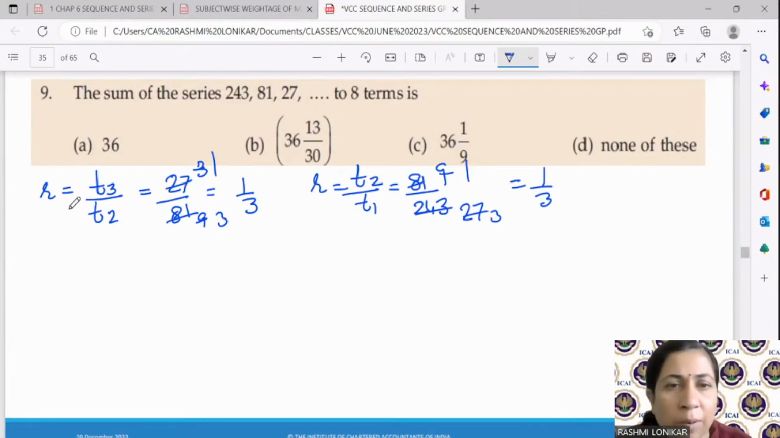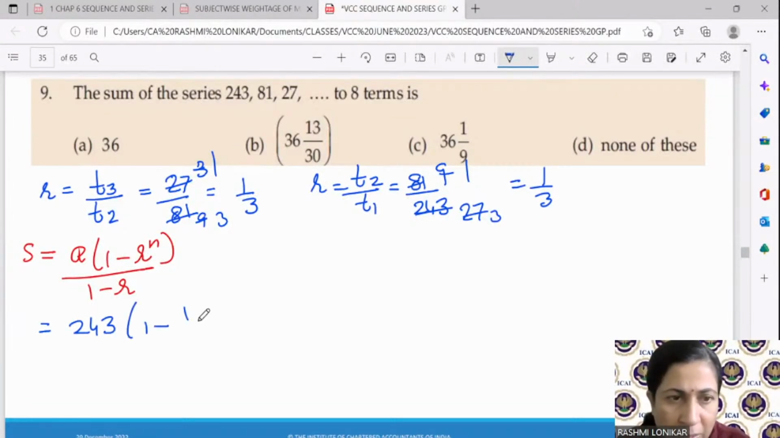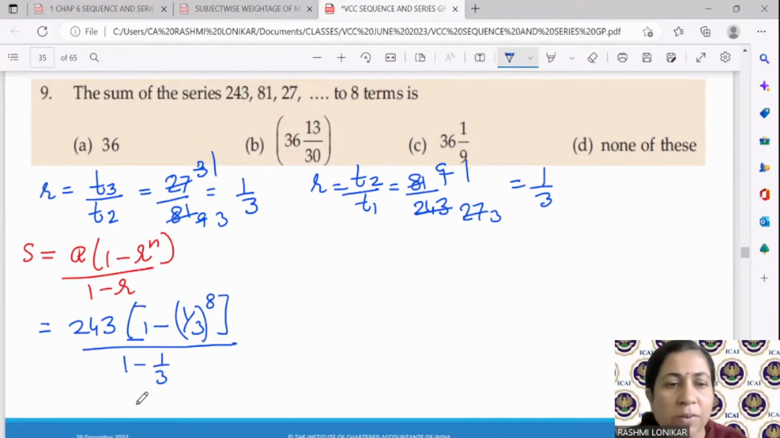Okay, now up to 8 terms. So I'm using which formula? S, which is equal to A into 1 minus R raised to N upon 1 minus R. Okay, so here what do I have? I have A. A is how much? 243. 1 minus 1 by 3 raised to N. N is how much? 8, upon 1 minus 1 by 3. Why am I considering the fraction? Because here, can you see the answers are in fractions? So let me see. Okay.